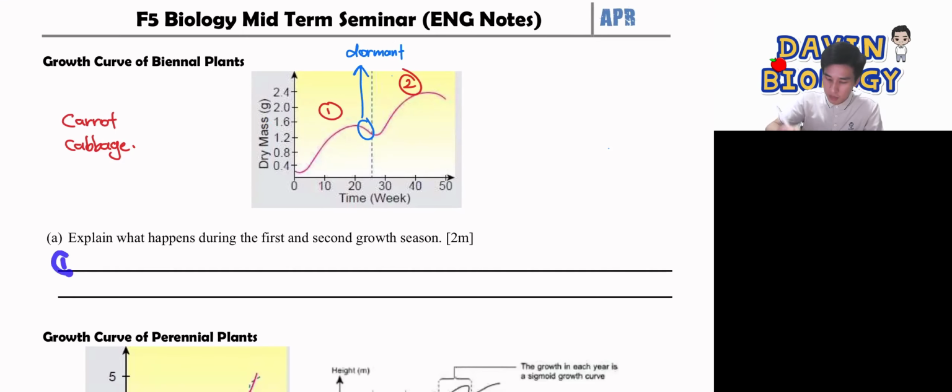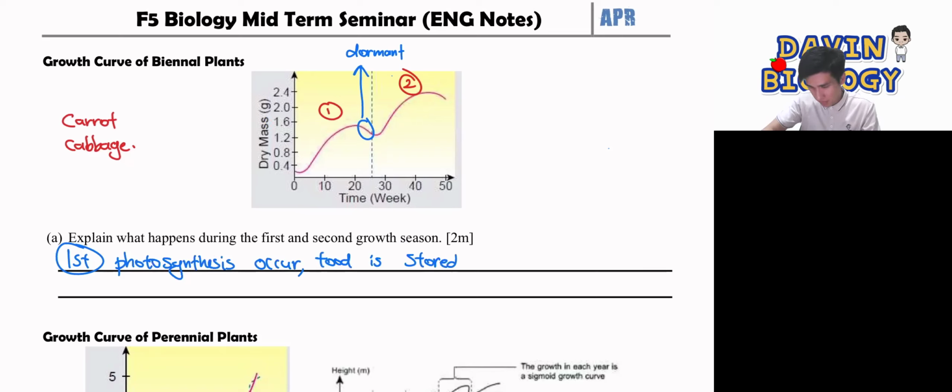So what you got to say here is basically during the first growth year, like I say, very normal things occur. So you can say photosynthesis occur. And mainly you also can say food is stored. And basically, plant becomes dormant.